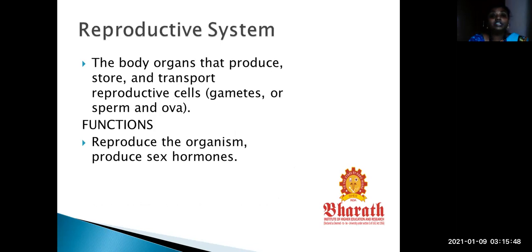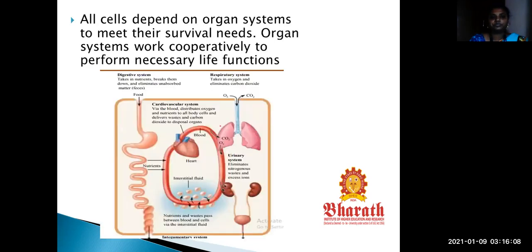What is the main function of this reproductive system? To reproduce the organism, to give growth to the species, and also produce the sex hormones. First is to reproduce the organisms, and second is to produce sex hormones. So this is the main function of the reproductive system. These are all the main systems that work in our body.